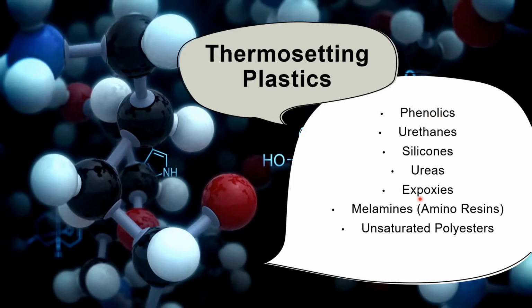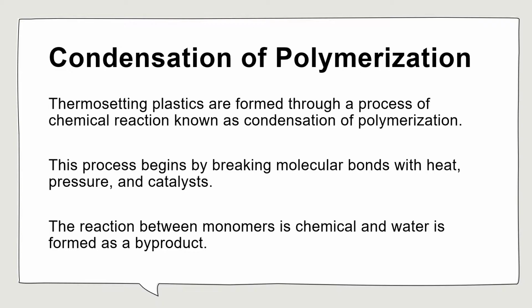Okay, so now we will classify. We have phenolics, urethanes, silicones, urea, and epoxy, your melamine plates, we call them melamine resins, and unsaturated polyesters. So they're all thermosetting plastics.